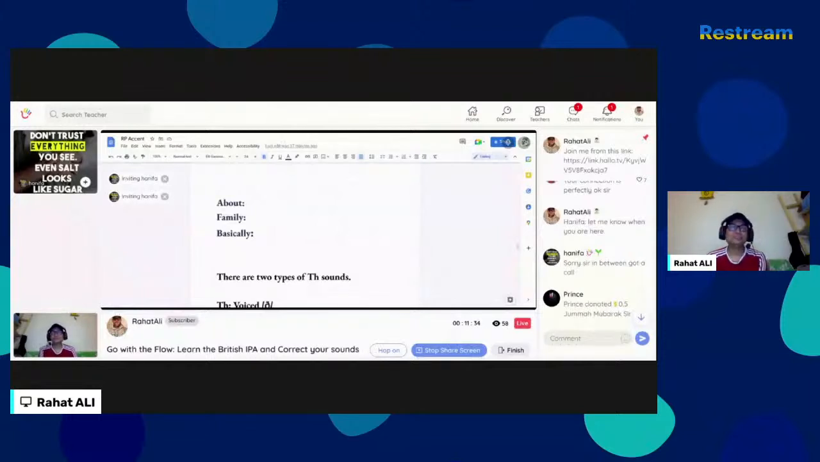If you remember process, process. If it is a noun, the stress stays on the first syllable, process. If it is a verb, it stays on the second syllable, process.